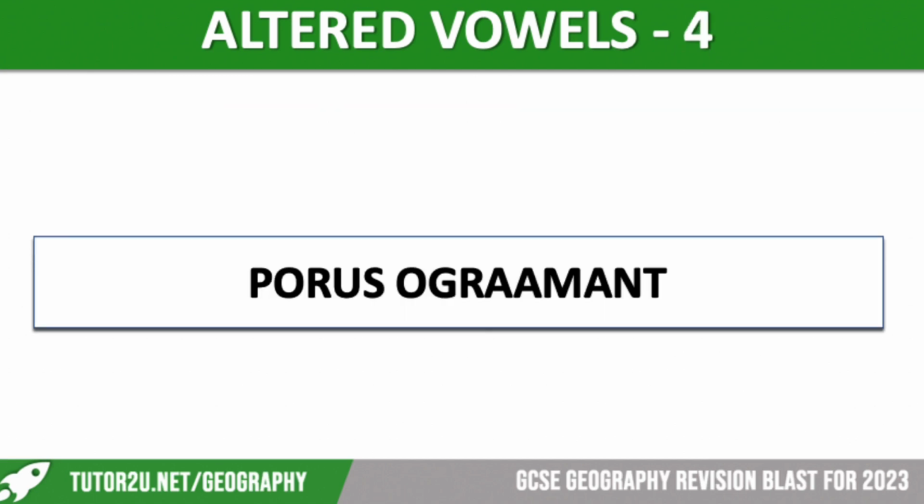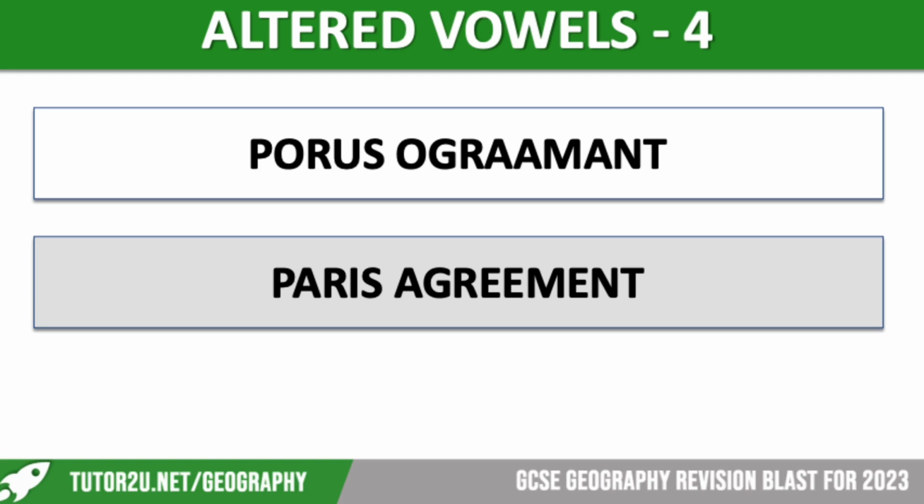So number four is on the screen. What do we think this one might be? So this is to do with mitigation, so reducing the risk of climate change, and is really important. Let's reveal. It is the Paris Agreement of 2015.